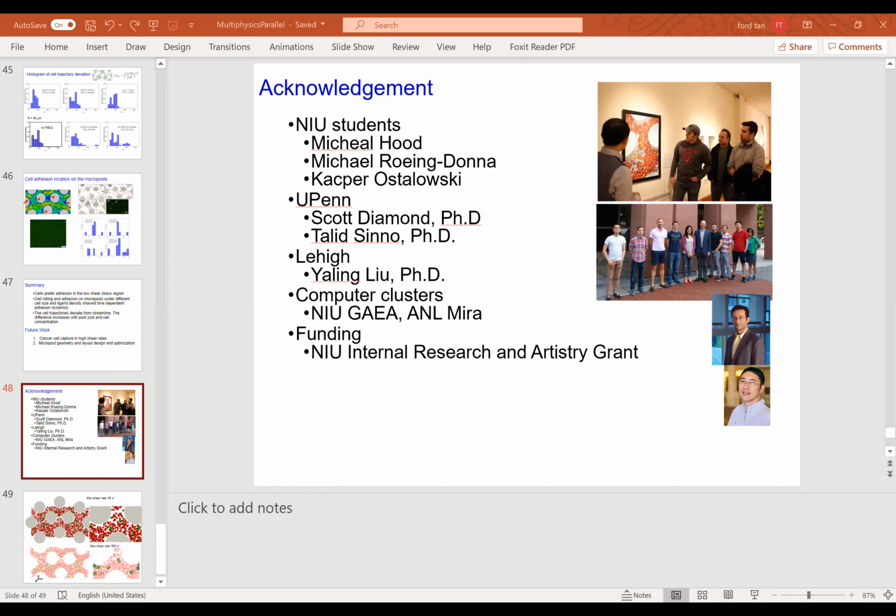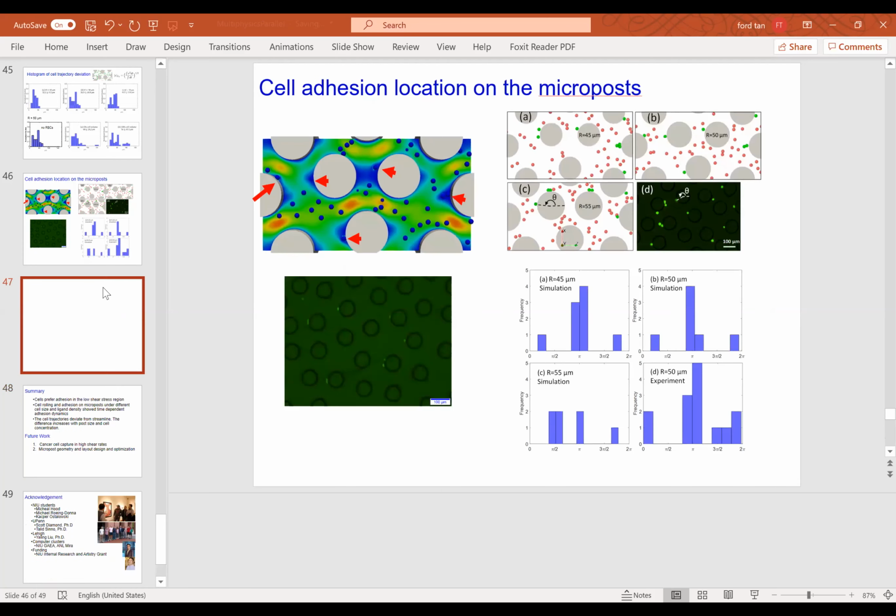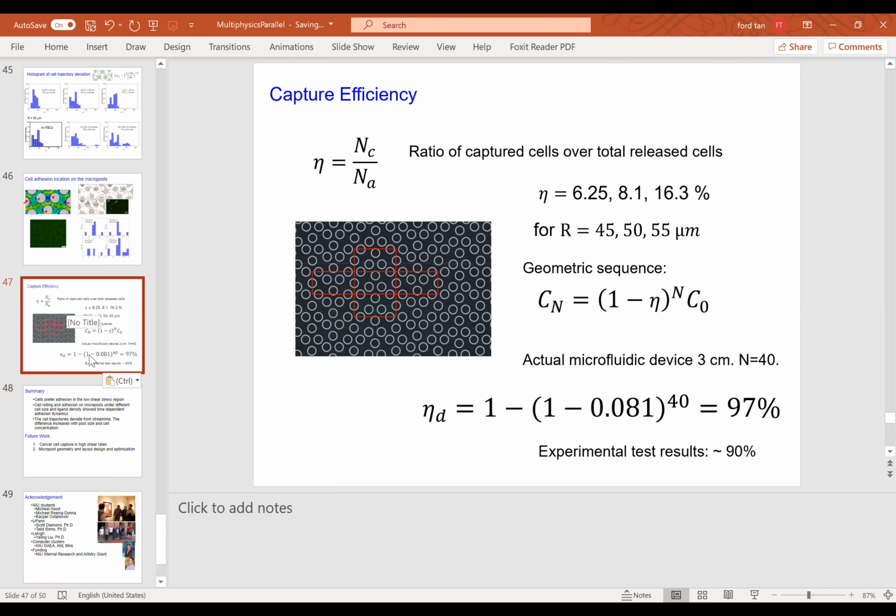The modified device can get the capture efficiency up to 80 to 90%. We also had another work previously by my group, where they put nanoparticles on the surface of the micropost, and that enhanced the capture efficiency up to 95%. Nice.